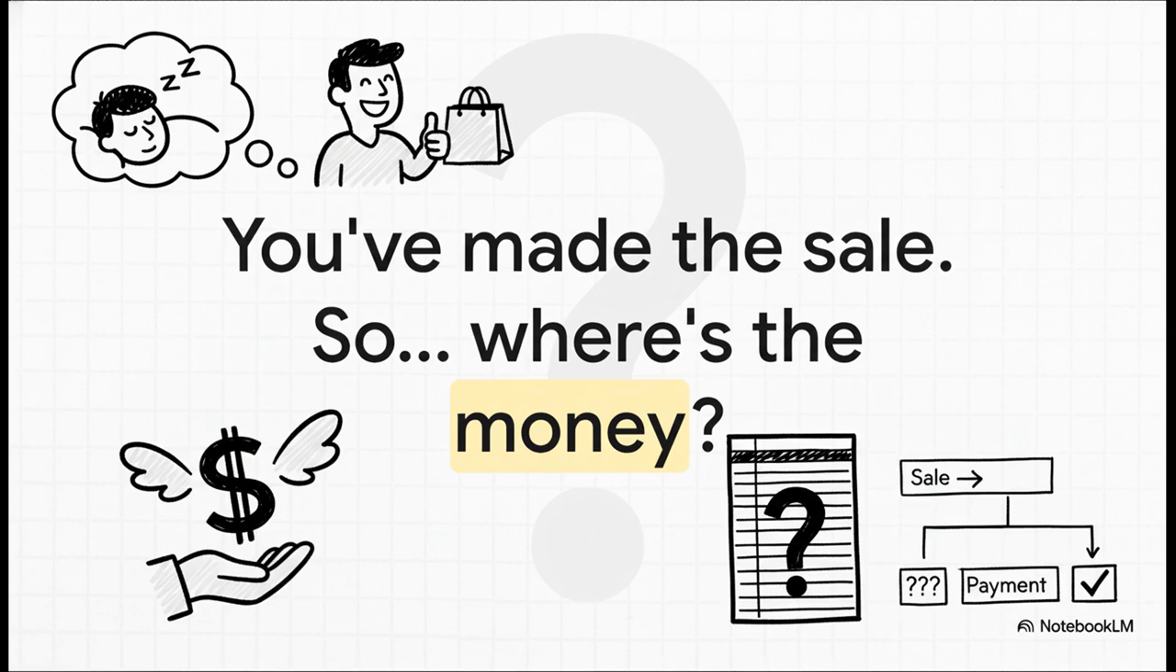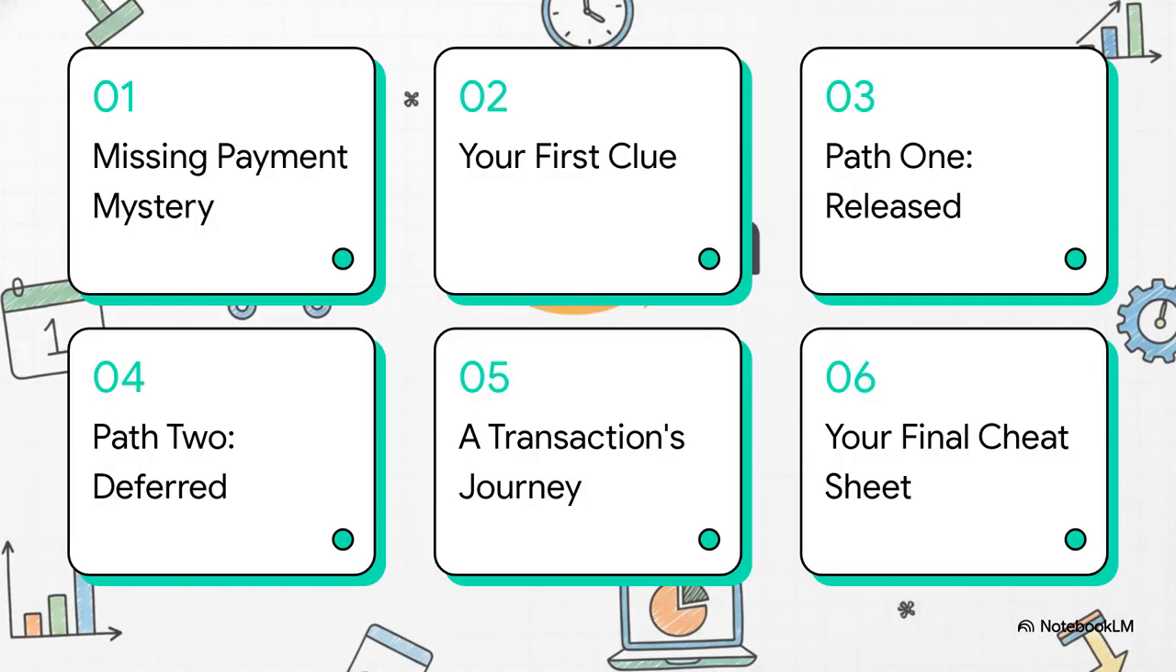So here's our game plan. We'll start with the mystery itself. Then we'll uncover the one clue that honestly changes everything. From there, we'll follow the two different paths that clue can lead us down, see how it all works with a real-world example, and then finish up with a cheat sheet so you'll never get lost again. Ready? Let's jump in.